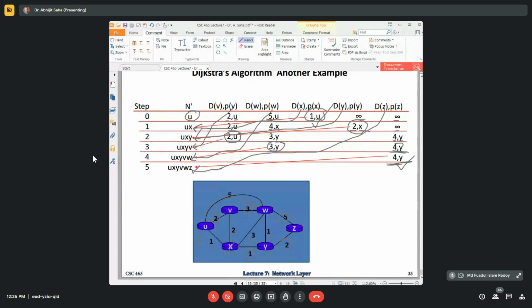So that is the end of searching the least cost path from u to every other node. Is it clear? Yes, sir, it's clear.